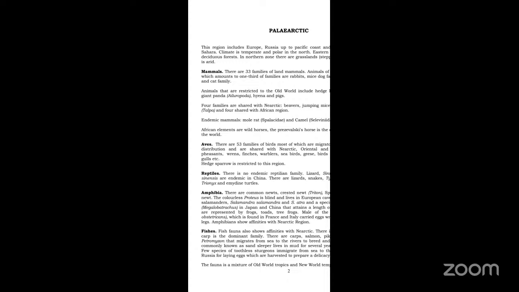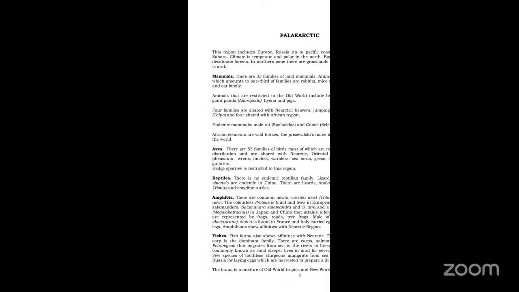Then you have cranes, terns, and also the goods. The hedge sparrow is restricted to this particular region. So these are some of the different bird fauna that you find in the Palearctic region. Then next you have the mammals.